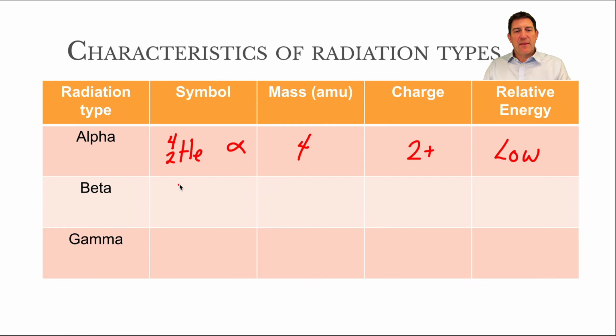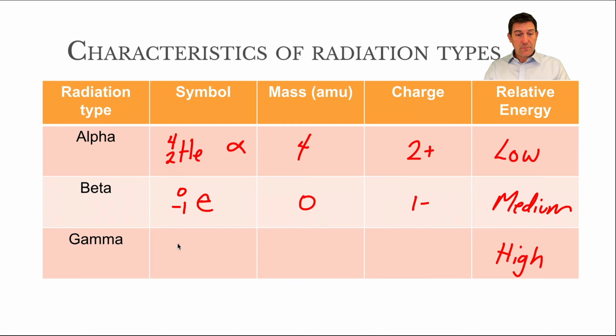Beta particle, that was 0, -1e. And what's the mass? 0. What's the charge? -1, or 1 minus. This is medium, compared to the other two, it's in the middle. This one, just so you know, is high, like really high energy. Gamma has no mass, has no charge, and has that symbol. No mass, no charge. It's just energy.